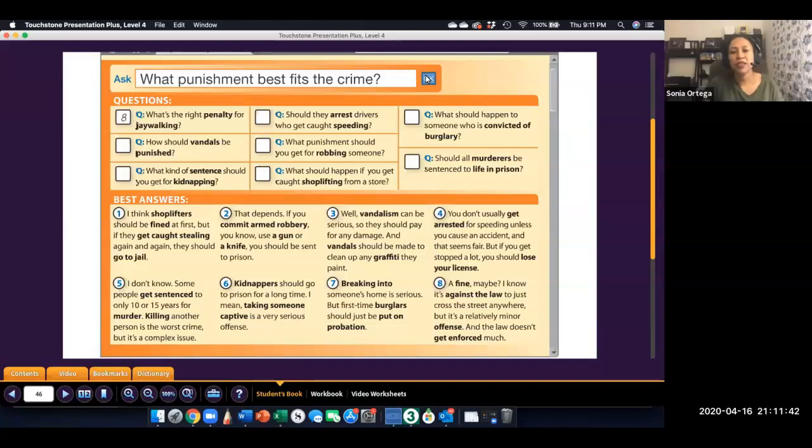And to begin this lesson, you will first match the punishment with the crime. So the first one is already done. You want to use these words in bold to help you match the punishment to the crime. So take a moment to match the answers.